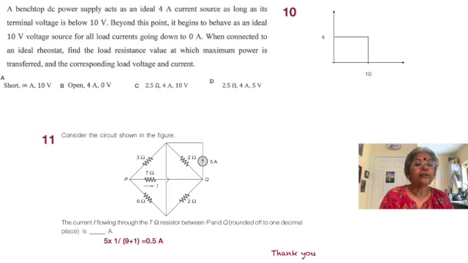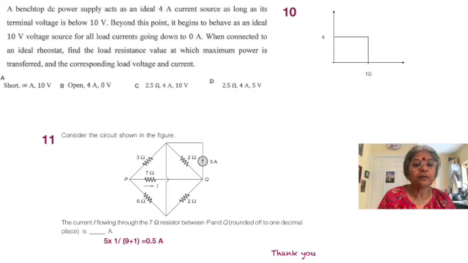Okay, when connected to an ideal rheostat, find the load resistance value at which maximum power is transferred. So what is the maximum power point? This is true with respect to solar power as well. You have a point wherein 4 amps and 10 volts come together, and there 10 by 4 is going to be the impedance that has to be connected such that maximum power can be transferred.